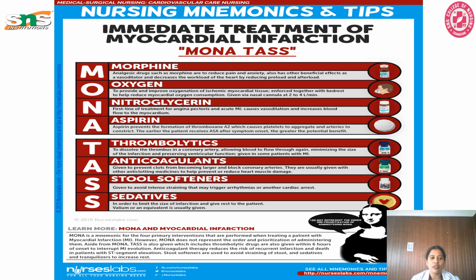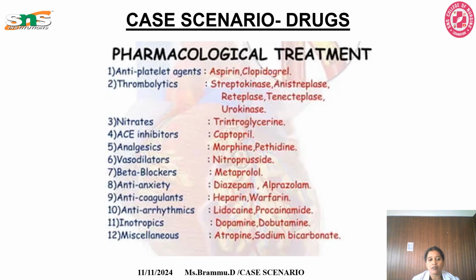So this is a mnemonic to give the therapy, MONA D TAS. So MONA: M stands for morphine administration, O2 administration, nitroglycerin. Nitroglycerin is a vasodilator. We saw in the causes that maybe due to vasospasm of the coronary artery causes the MI. So in order to improve that blood flow, we give NTG, aspirin to prevent thrombus formation, and if it is a heavy thrombus, we have to plan for anticoagulants, thrombolytics, and to avoid straining at stool, stool softeners and sedatives can be given to the patient.